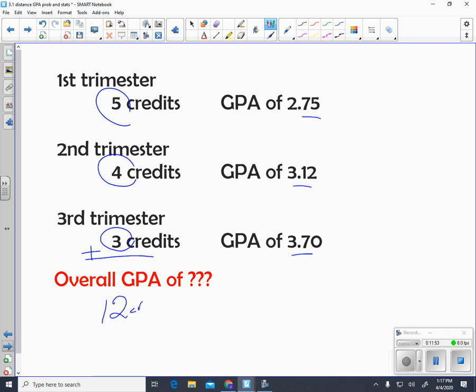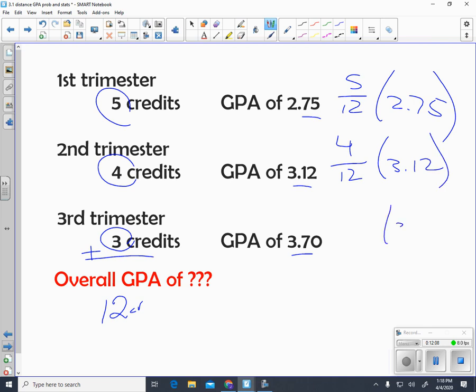And then we'll go up to the first trimester. 5 out of those 12 credits, we had a GPA of 2.75. 4 out of those 12 credits, GPA of 3.12. We have a GPA of 3.7 for 3 out of the 12 credits. And then again, we'll just add these together and see what the total is, and that's our grade point average.